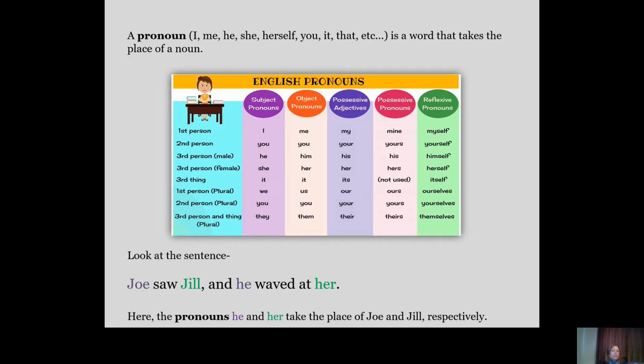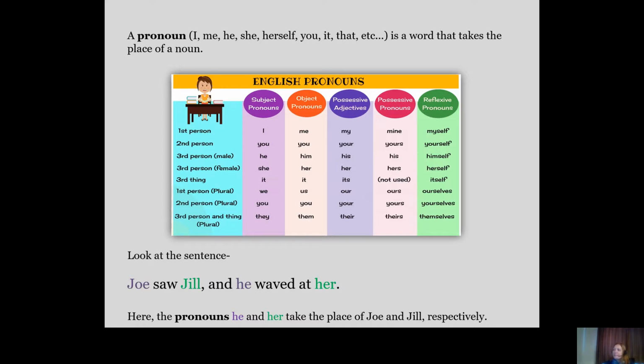Joe saw Jill and he waved at her. We talked about Joe first, the he's first. That kind of gives us an idea that it's probably Joe we're talking about. Makes it more interesting. Joe saw Jill and Joe waved at Jill. It just becomes repetitive again. So it's just about making our writing interesting. Okay. And also some of these names are quite long, and if you have to write them, 8, 9 letter names every time, it can be quite tricky.